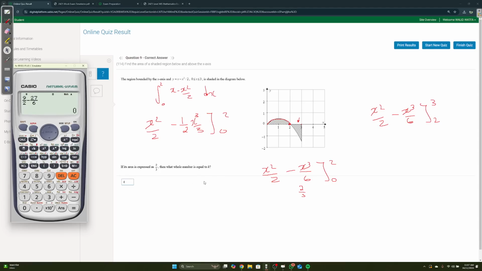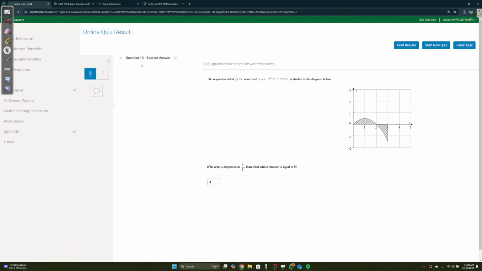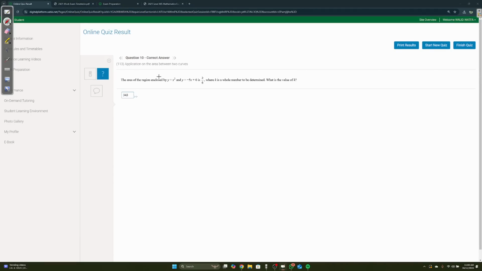Okay. And then minus, open bracket, substitute 2 now. 4 over 2 minus 8 over 6. You get minus 2 over 3. And remember, you make it positive, so you get 2 over 3. You add now 2 over 3 and 2 over 3. What do you get? 4 over 3, right? Beautiful. Question 10. The area of a region enclosed.